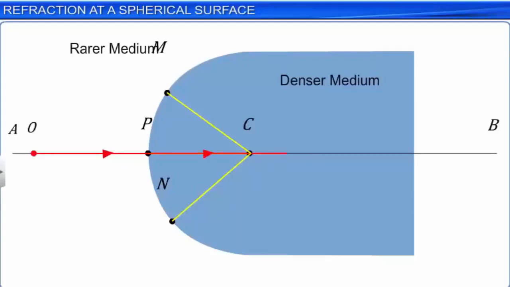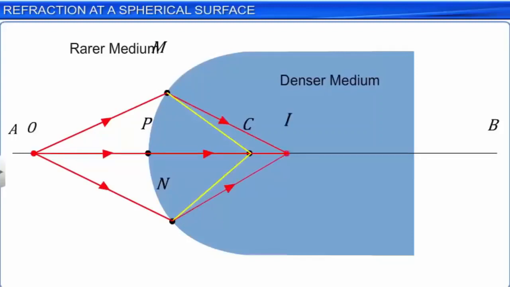All the refracted rays converge to a point on the principal axis and form a point image I. Here, PO is the object distance U and PI is the image distance V. And if the radius of curvature is R, then PC is equal to R.